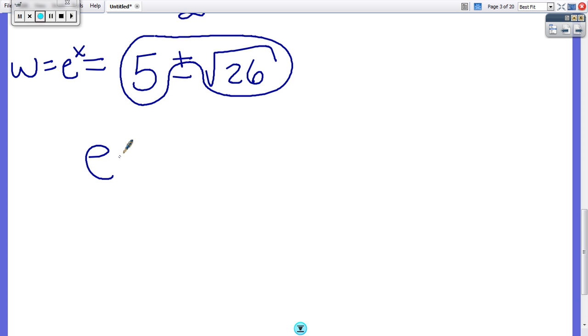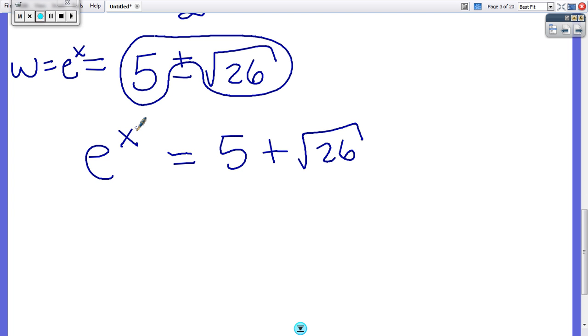So now I have e to the x equals 5 plus square root 26. How do I solve for x now? I have to take the natural log of both sides, because anytime I have a base e raised to an exponent that has an x in it, in order to be an exponential function it has to, I'm going to take the natural log of both sides. So ln of this whole thing.